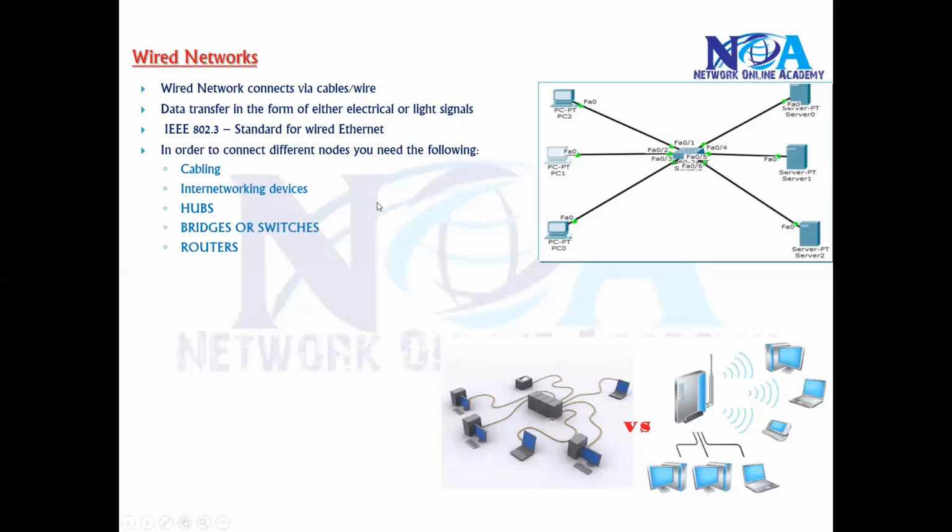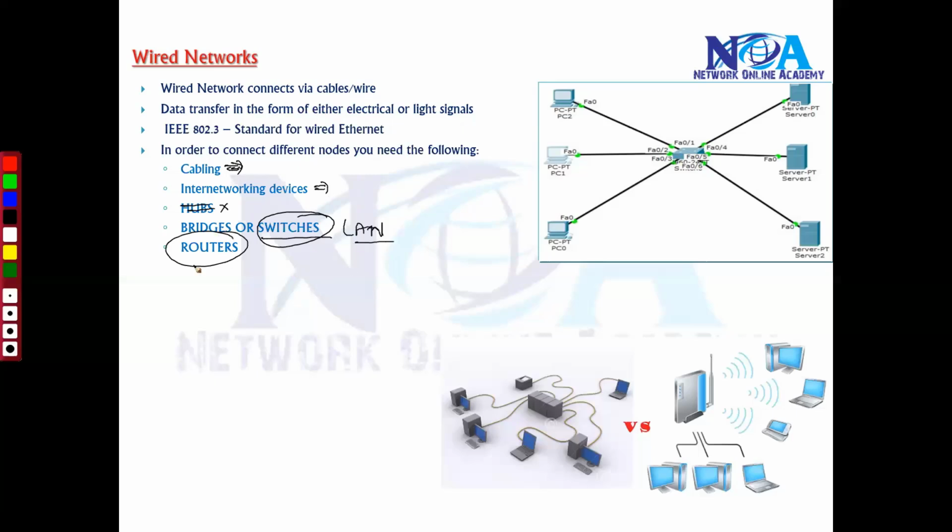And in order to provide the connectivity, you will require multiple devices, especially in the LAN. You require some cables and you need some interconnecting devices like hubs. Hubs are no more used. We can say switches, which are used specifically for connecting within the LAN. And when you're connecting over WAN links or different networks, you again require routers providing the connectivity between different networks.